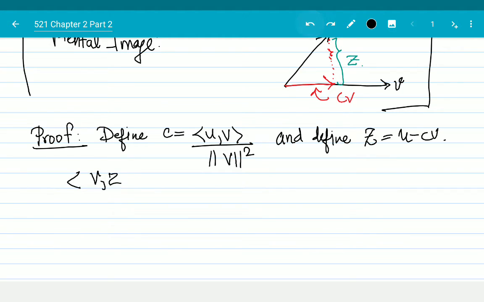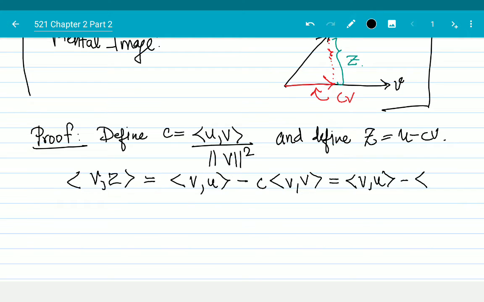⟨V, Z⟩ is equal to, well, ⟨V, U⟩ minus C times ⟨V, V⟩, right? Inner product of V, V, which is equal to ⟨V, U⟩ minus ⟨U, V⟩. Well, let me write it down on the next line.